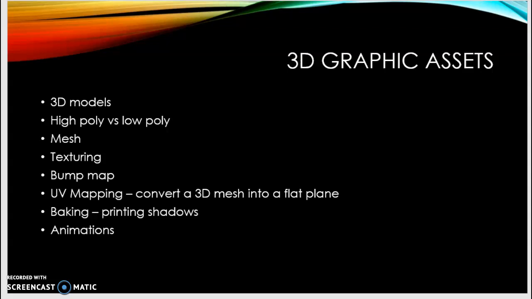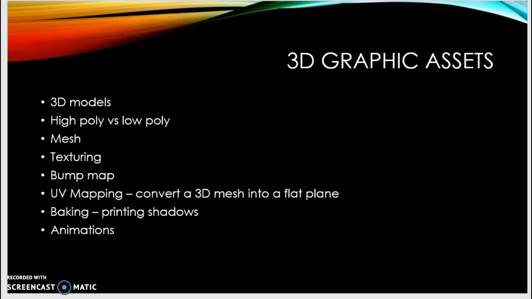So we start looking at graphic assets in 3D, whether they are high poly or low poly, meaning are they very smooth with lots of tiny little shapes that make up the total of that, or are they very clunky, boxy? You can see the edges.